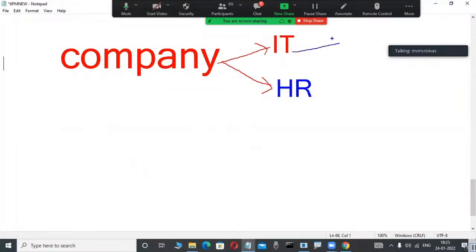Suppose your son joins a company, he would also be working in the IT department or not? Yes. In this IT department, 3 employees are working, for example. In the HR department, 1 employee is working. This is a small scenario. In a company, IT department and HR department are there. One company, 2 departments. In the IT department, 3 employees are working. In the HR department, 1 employee is working.